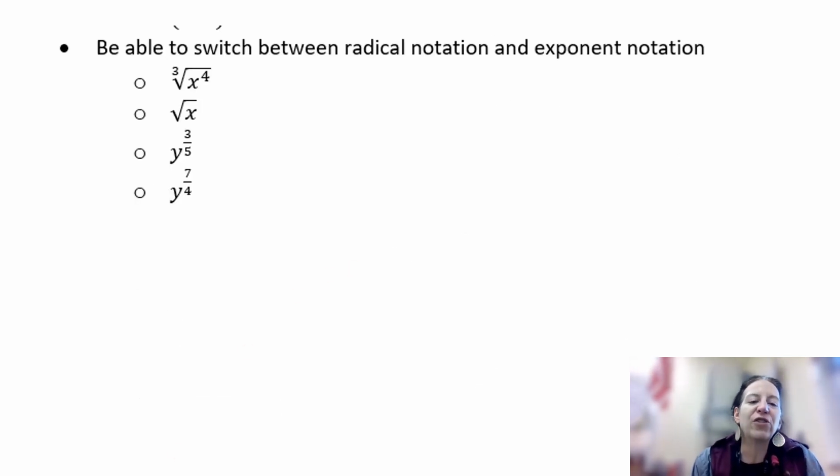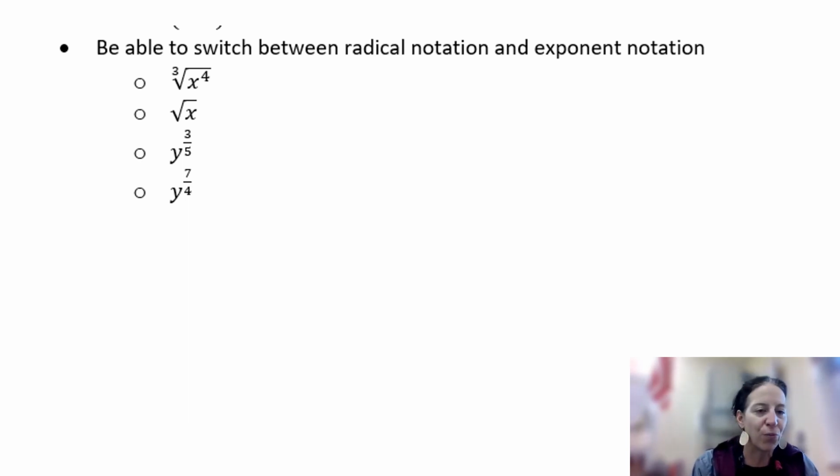This one, I have a whole bunch on here. This is a low-level skill. Everybody should get these right. The only reason you get these wrong is because you do not study, because this is a super low-level skill. So be able to switch between radical notation and exponent notation. You've got 2 of them that are radicals, and you're supposed to write them as an exponent, and then 2 that are exponents that you're supposed to write as radicals.